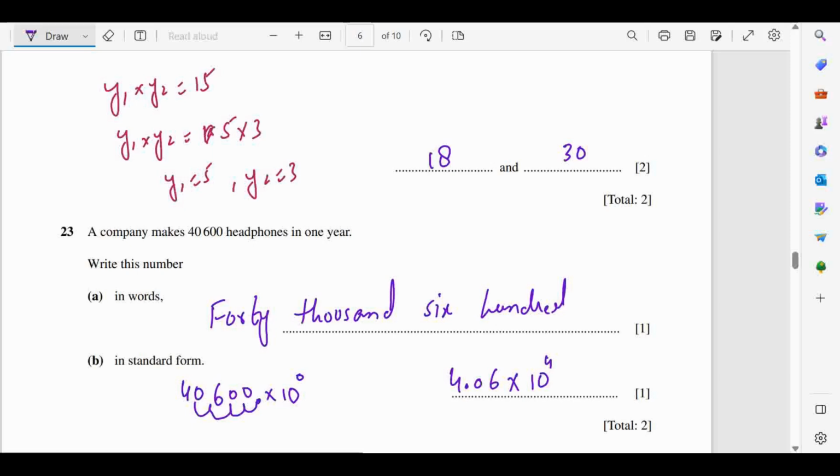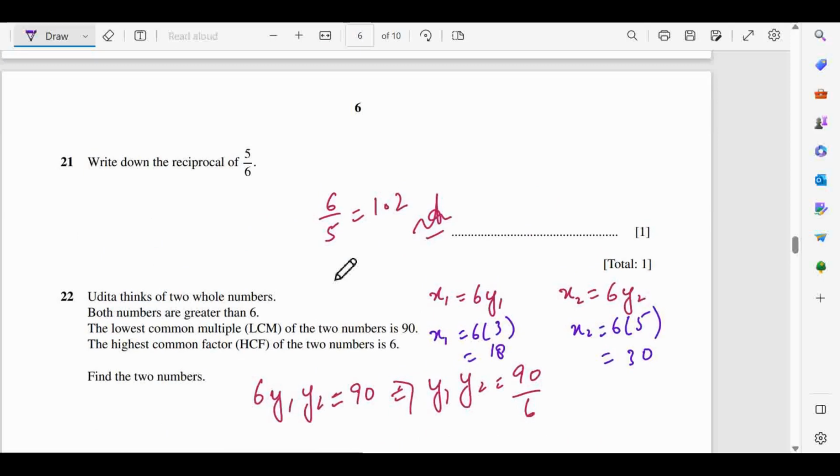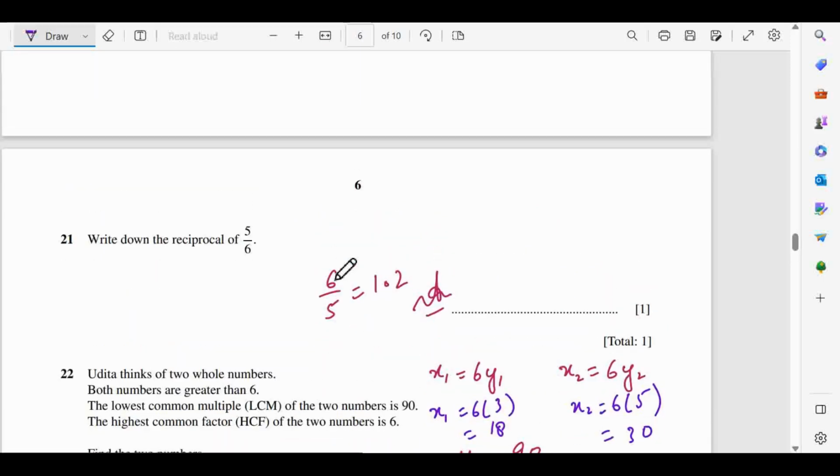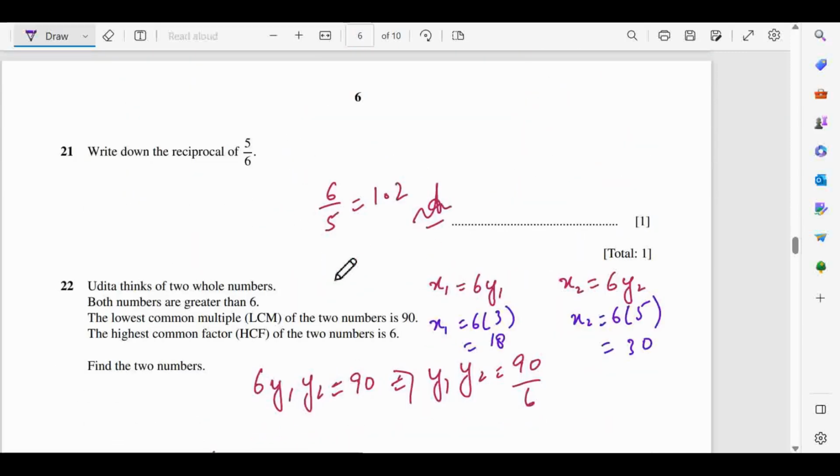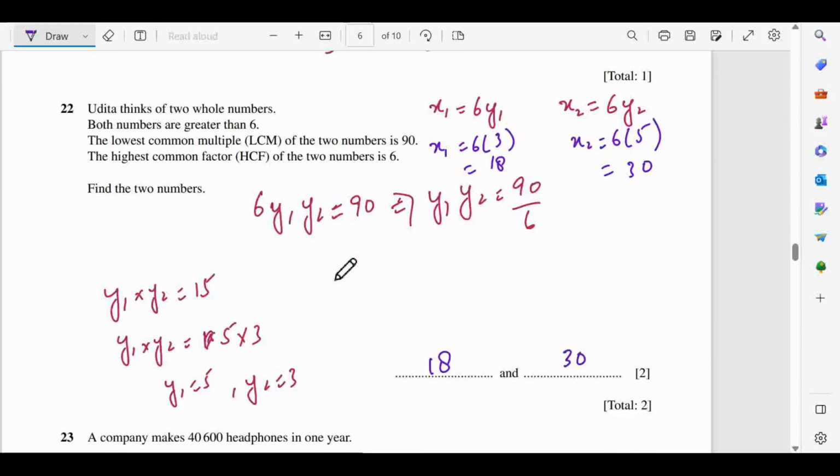So that is it for today. Today we have discussed very good questions related to the topic numbers. In this we have discussed a very important question.